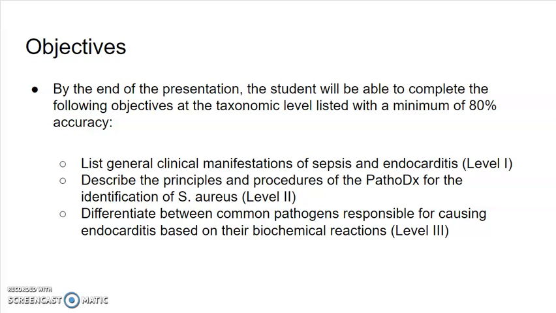So some objectives for my presentation: the student will be able to complete the following objectives at the taxonomic level listed with a minimum of 80% accuracy. Level 1, list general clinical manifestations of sepsis and endocarditis. Level 2, describe the principles and procedures of the PathoDX for the identification of Staph aureus. And Level 3, differentiate between common pathogens responsible for causing endocarditis based on their biochemical reactions.